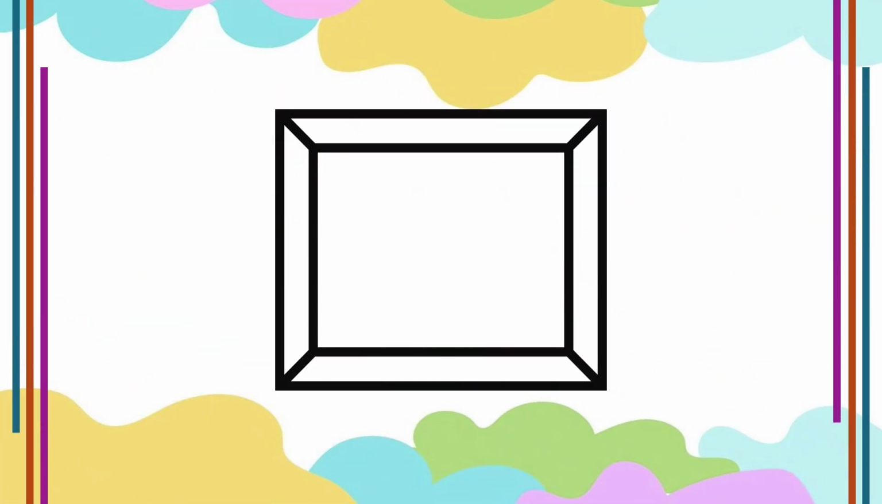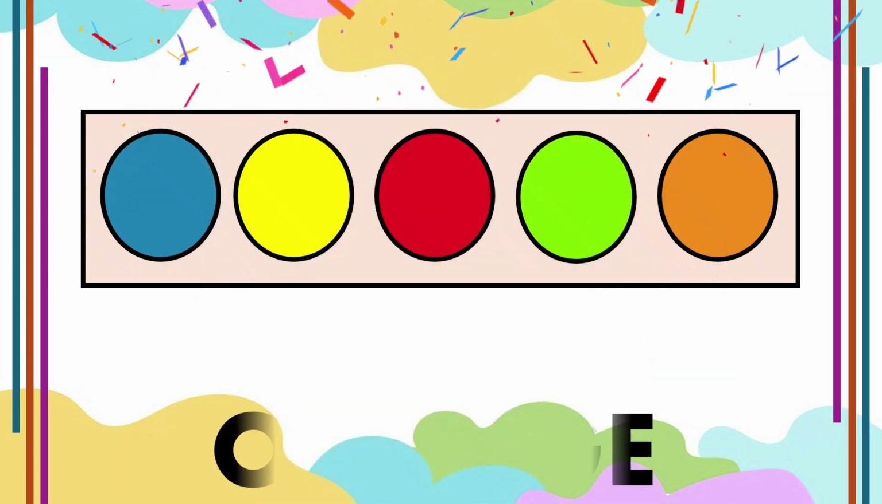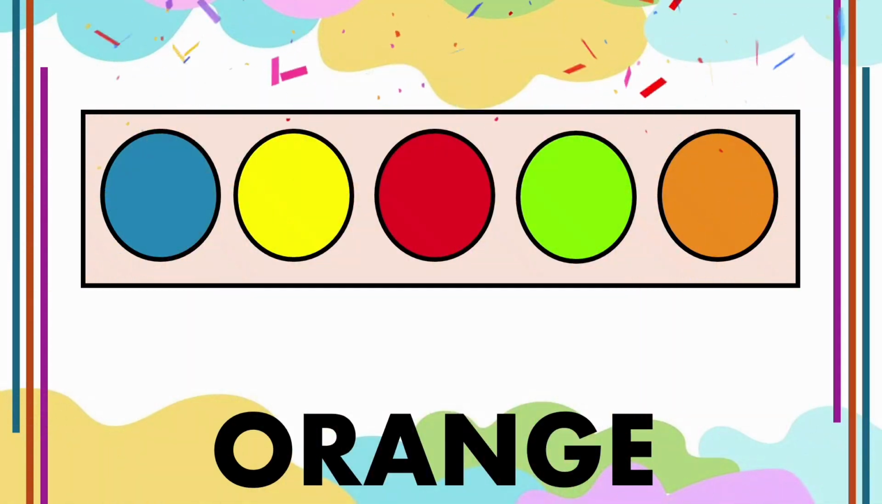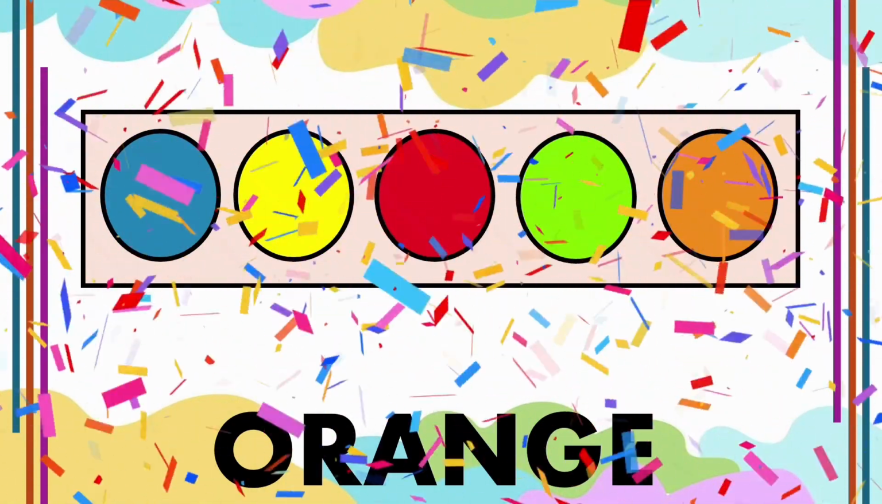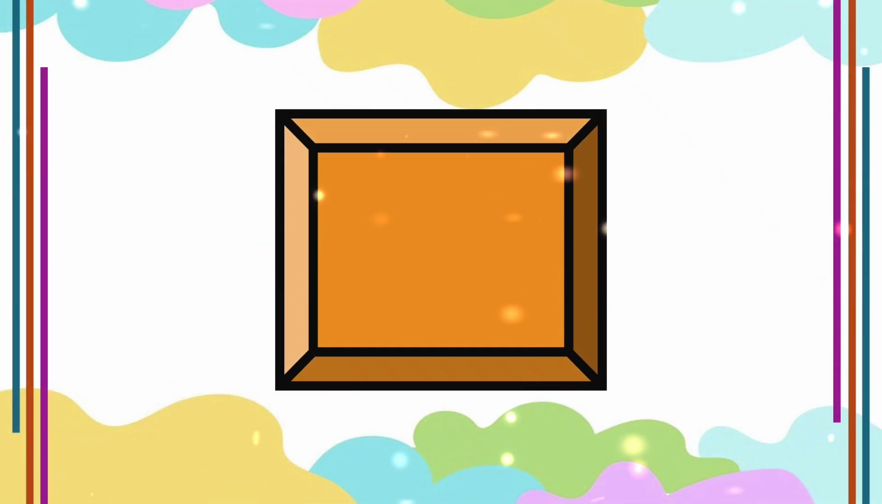It is a frame. Let's choose color for it. So I have only 1 color remaining. This is my last color. Do you know its name? You are right, it's orange. Let's color it. Wow, the frame looks so beautiful.